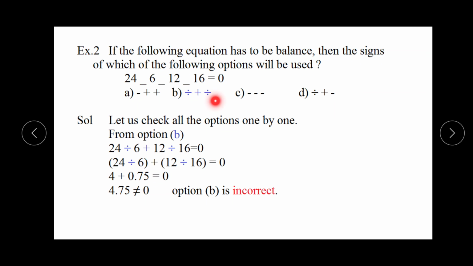From the second option, if we replace these blanks with the second option, the equation becomes 24 divided by 6 plus 12 divided by 16. When we solve this according to the V-Bodmas rule, we will solve division first, and after that plus. By division, this is equal to 4 and this is equal to 0.75, and when we add both, it is equal to 4.75, which is not equal to 0. It means the second option is also incorrect.